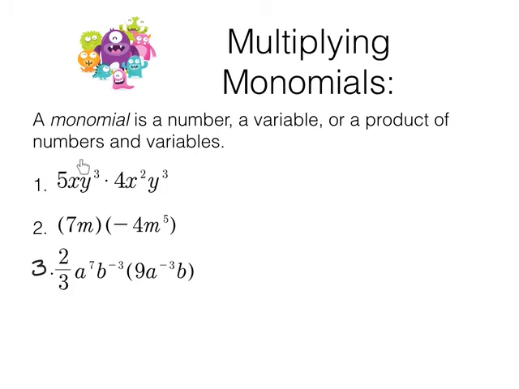So this is a monomial. This is a monomial. So is this. So is this. So is this. Each of these different things is a monomial. Notice that none of them have addition or subtraction in them. Negative signs here and there, but no addition or subtraction.